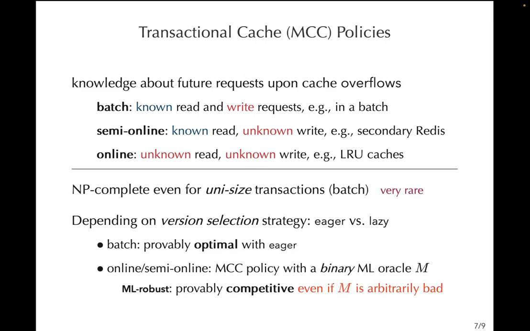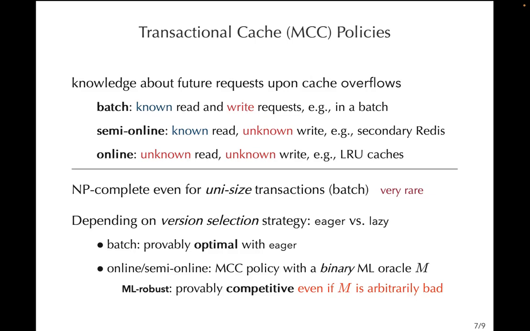We show that even for unit-size transactions that consist of items of the same size, for example, all items are integers, under the batch model the problem is already NP-complete. As far as I know, this is very rare. Normally, multi-size requests are well known to be NP-hard. That's not a big deal. We all know that. But not for unit-size cache requests, as they can be optimally processed in the batch model using the well-known Belady policy.